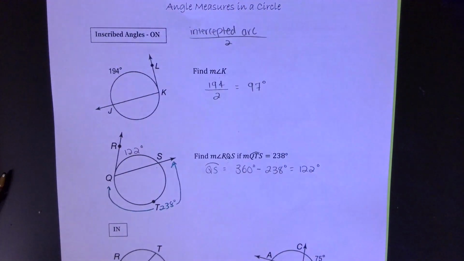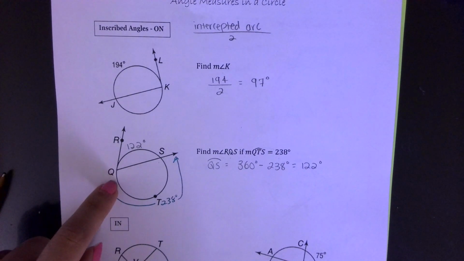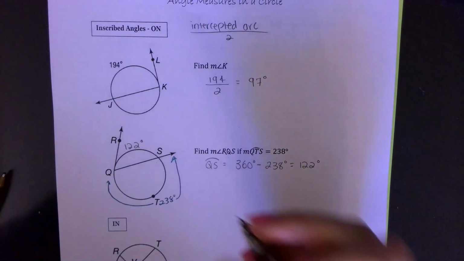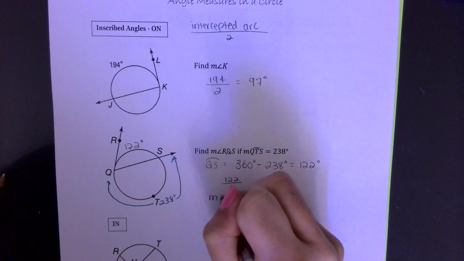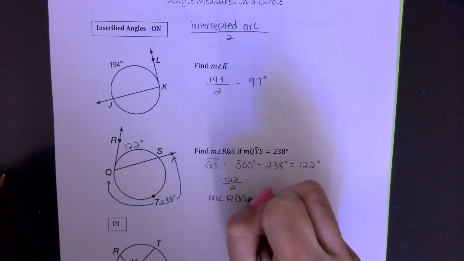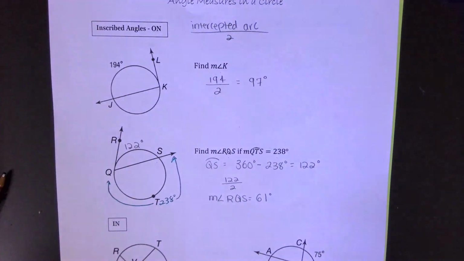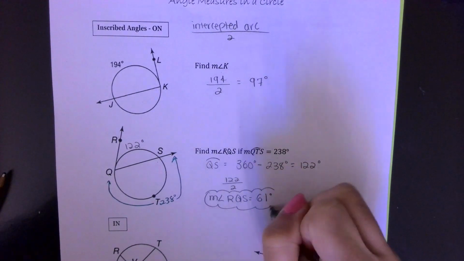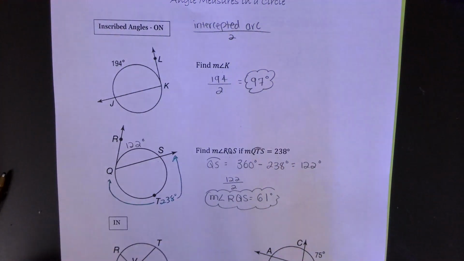And now we can find our angle because the vertex is on the circumference. We're going to take half of 122. So the measure of angle RQS will be equal to 61 degrees. Okay, so these were a review for the inscribed angle when the vertex is on the circumference.